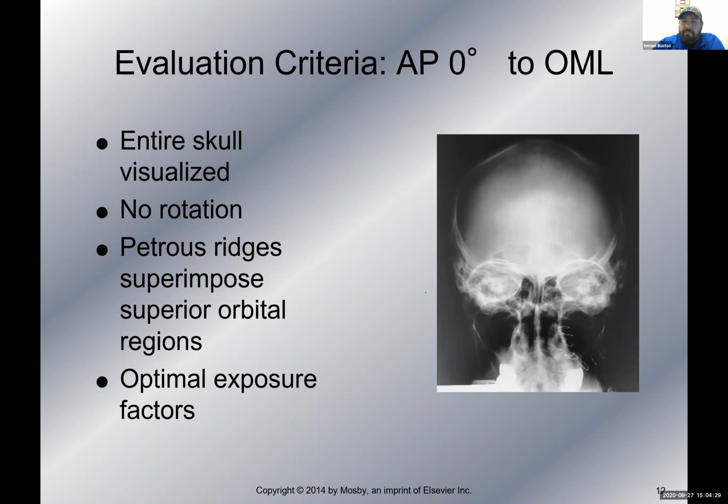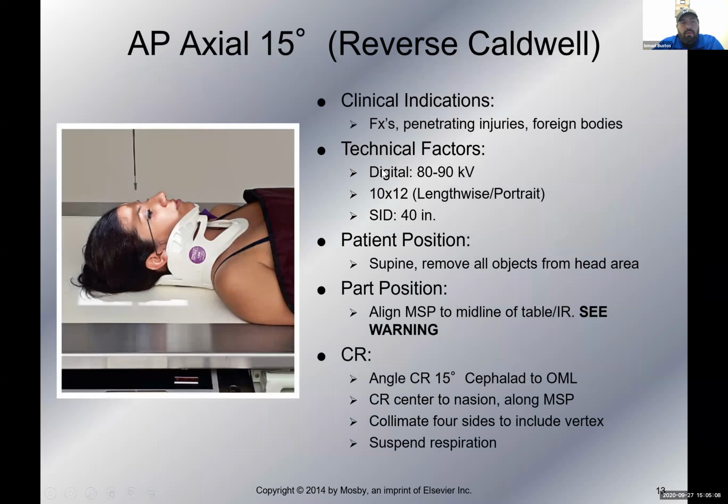But again, for AP 0 degree, you want to make sure that the CR is parallel to the OML. So no angle here. We're just going to make it parallel to the OML. I'm sorry, there is going to be an angle because obviously you have to get it parallel to the OML, but no angle between the CR and the OML. And of course, with optimal exposure factors, I'm looking for sharp lines and bony trabecular markings. If y'all don't know what the bony trabecular markings are, they're the little striations you see within the bone. So if you see the little lines within the bone, those are bony trabecular markings.